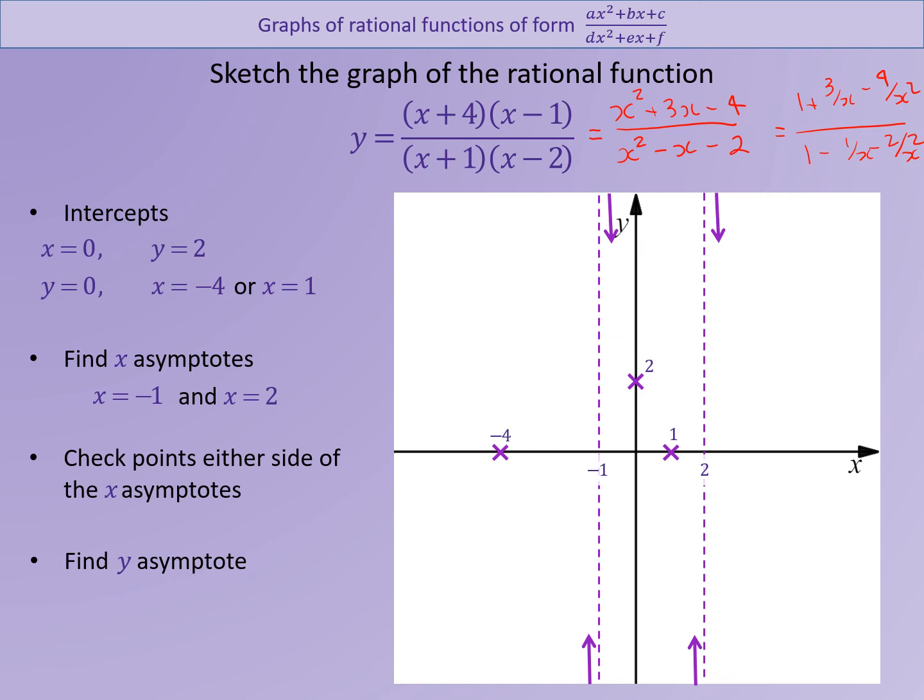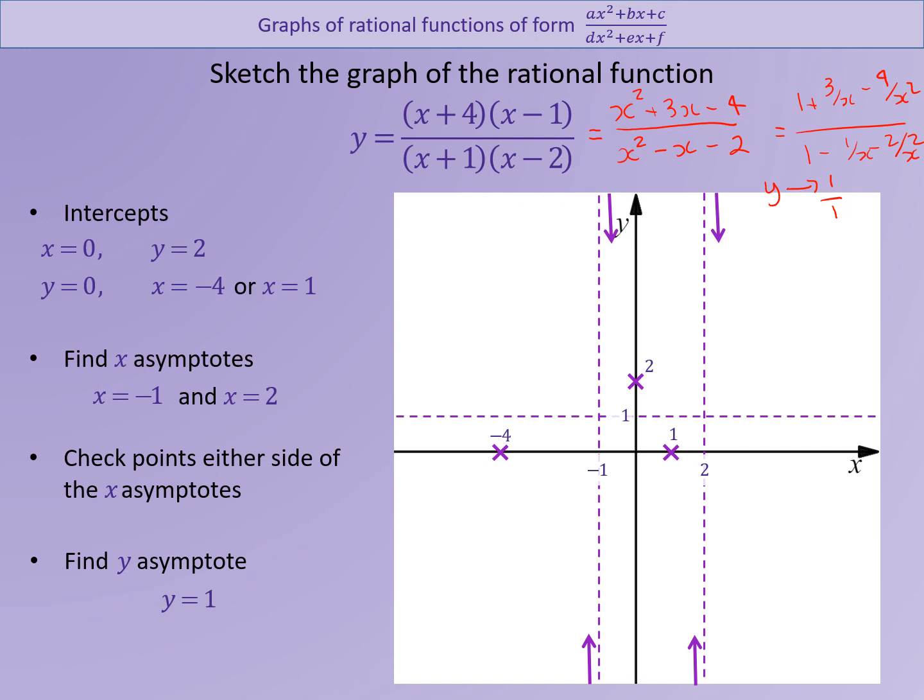And if we look at what is happening to that function as x tends to infinity, then y would be tending to 1 over 1, which is just 1. So the asymptote here is y is equal to 1.